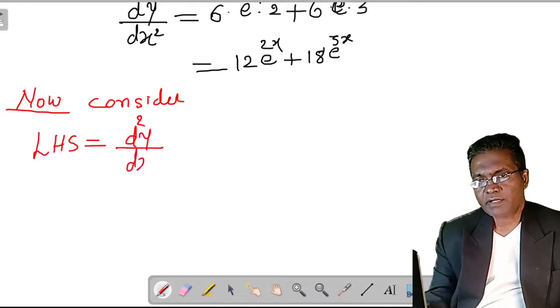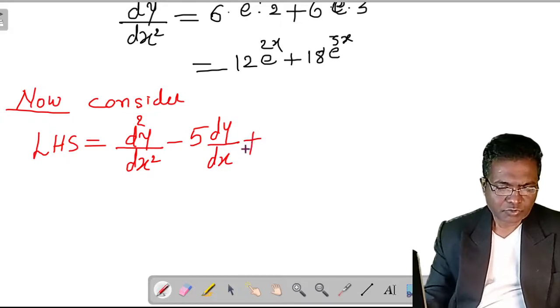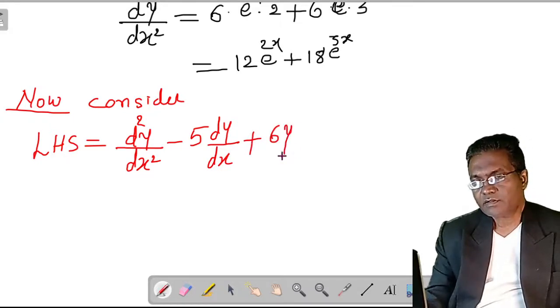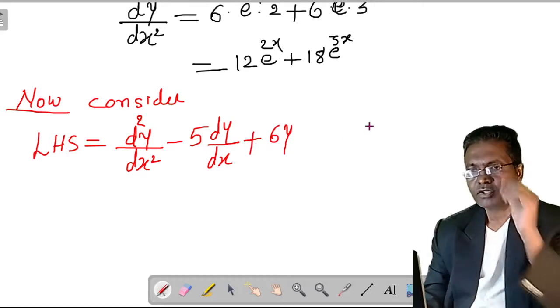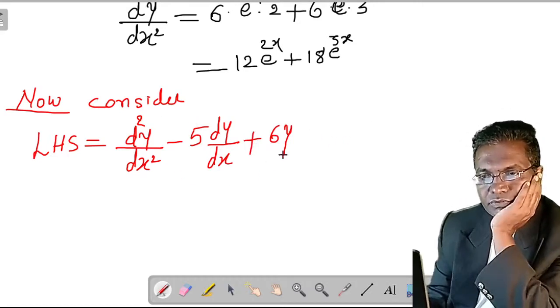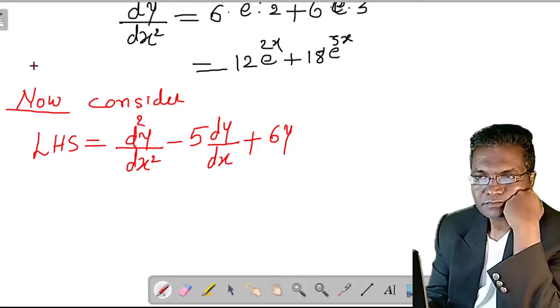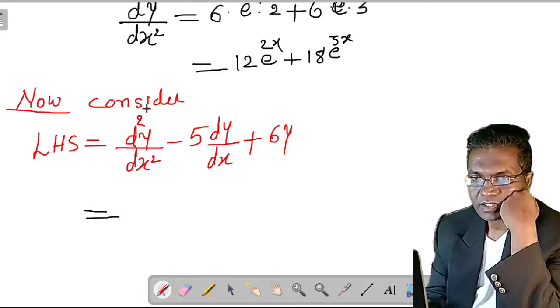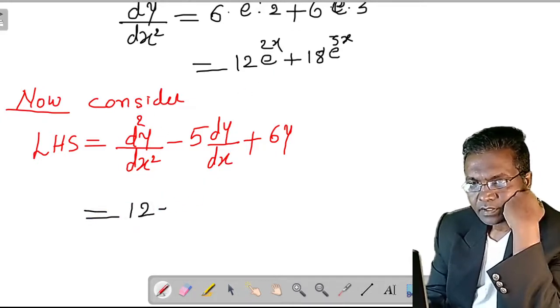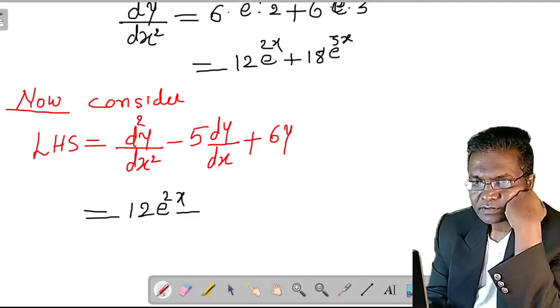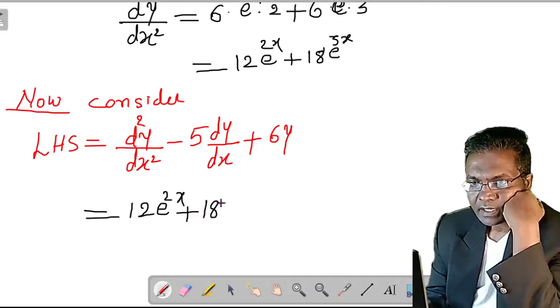D square y by dx square minus 5 dy by dx plus 6y. Okay, you need to show that it is 0, so don't write 0. So substitute the values and show it is 0. Okay, so what is the value of d square y by dx square? That is here, 12 e power 2x plus 18 e power 3x.